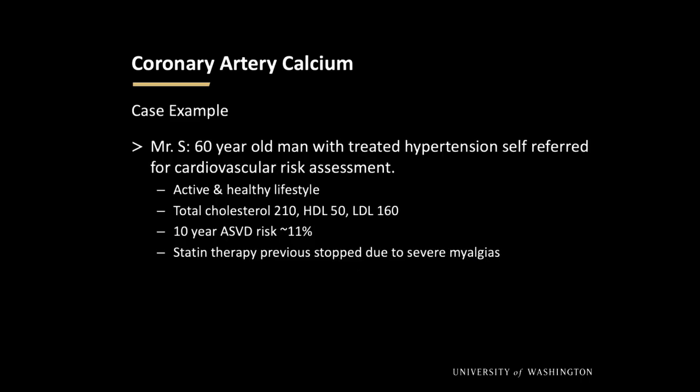And I just want to walk through a case example as we're talking about coronary artery calcium. And this is a patient we actually saw recently. So this is a 60-year-old man. He has treated hypertension, and he is self-referred for a cardiovascular risk assessment. He's otherwise active and healthy, and we can see his cholesterol panel here, and it's elevated. We calculated a 10-year risk score of 11%. And he had previously been on statin therapy, but it was stopped due to side effects of muscle aches, and he'd tried other ones and continued to have side effects.